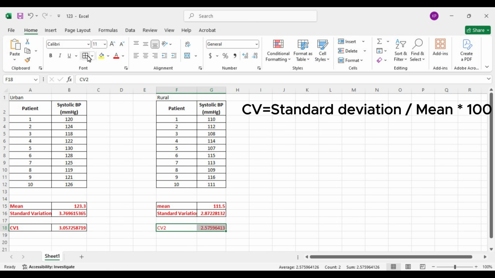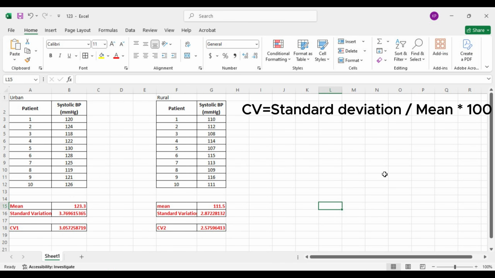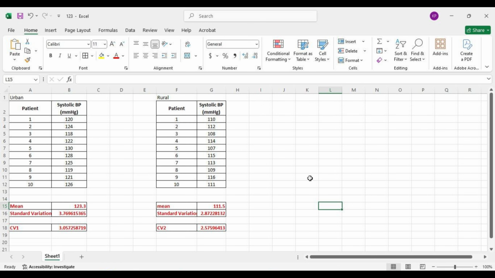Now we will compare both coefficients of variance. The coefficient of variance of the urban group is 3.057 and the rural group is 2.573. So the deviation from the mean is high in the urban area. The coefficient of variance tells us about the variation in systolic blood pressure among the 10 patients in each group.